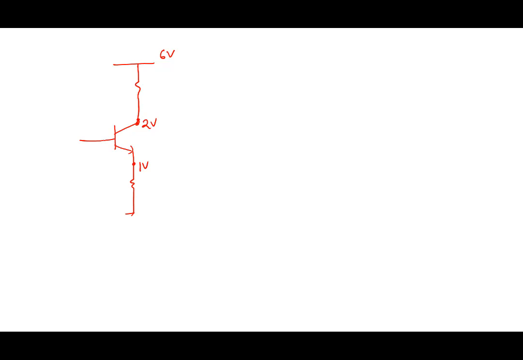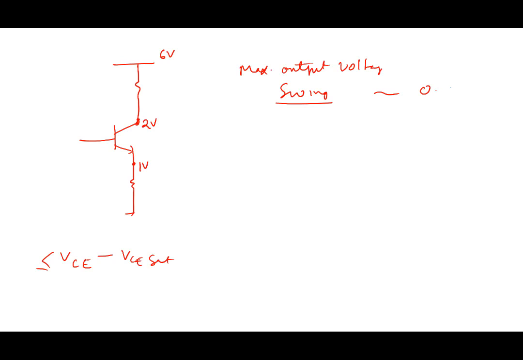Maximum output voltage that you can get. Maximum output voltage swing would be decided by what? It would be decided by this factor, VCE minus, it has to be less than this. So VC is, sorry, this is 2 minus 1, 1. It will only be 0.8 volt, right?